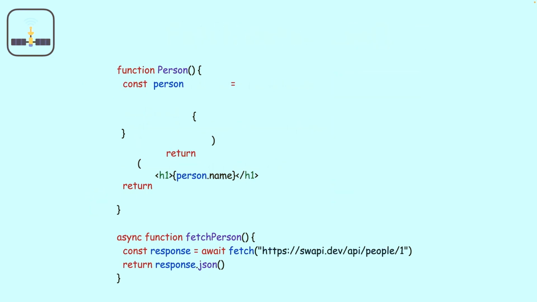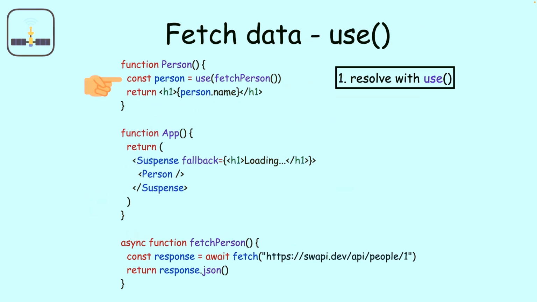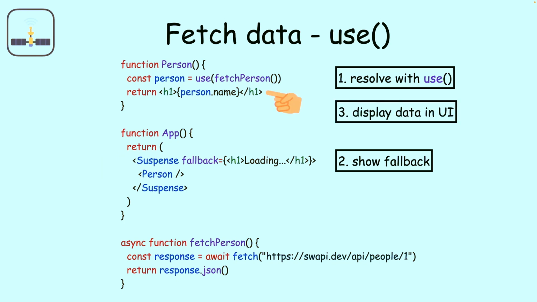Fetching data with the use hook, on the other hand, involves resolving the fetch function, which returns a promise. While fetching data, you use the React Suspense component to show a fallback UI, and once the promise is resolved, we can show the fetched data in the UI. And all this is a lot cleaner and easier to read than with useEffect.